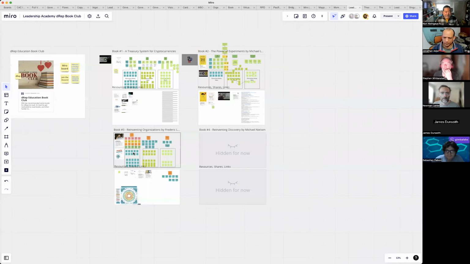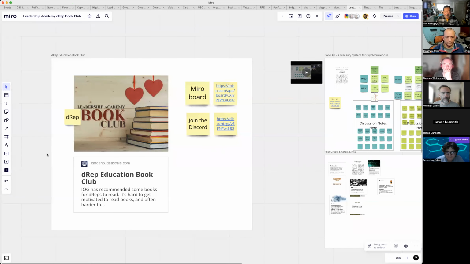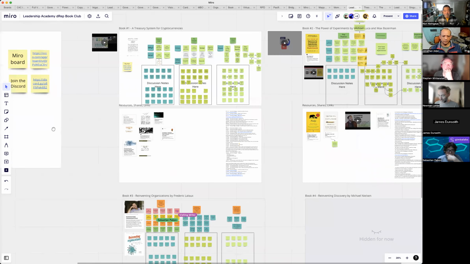Just to give an overview, this is the dRep Education Book Club. It was funded in Fund 9 based on a set of books that IOG recommended when you submitted your dRep application form. The reply letter listed 4 books that they recommend that you read. So taking that as a theme, this book club was formed to go over those 4 books.